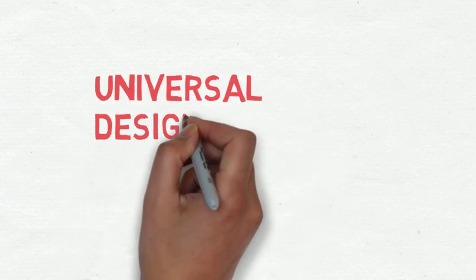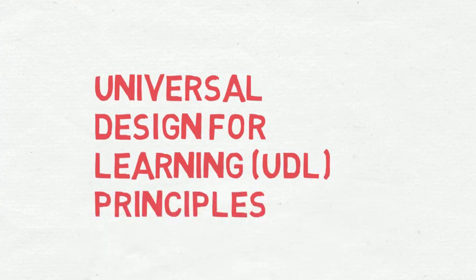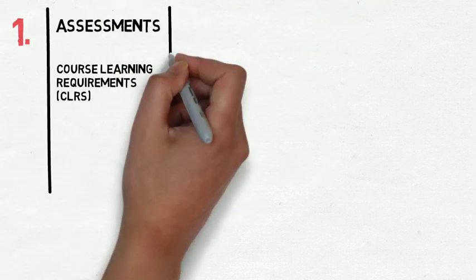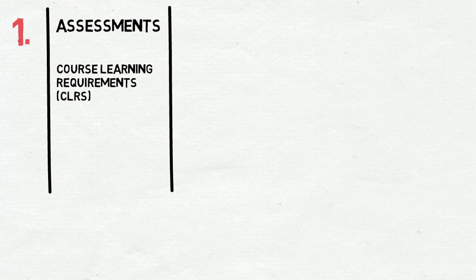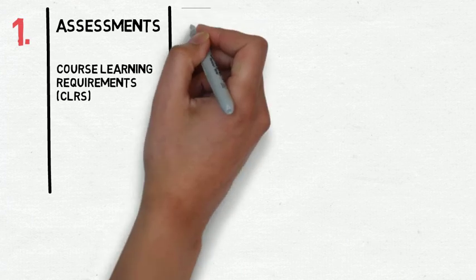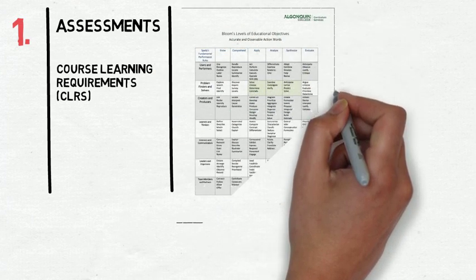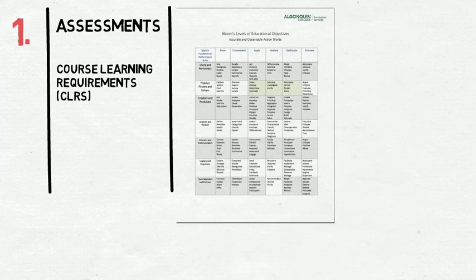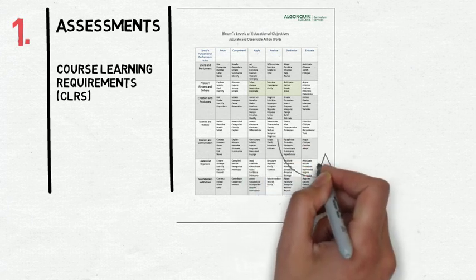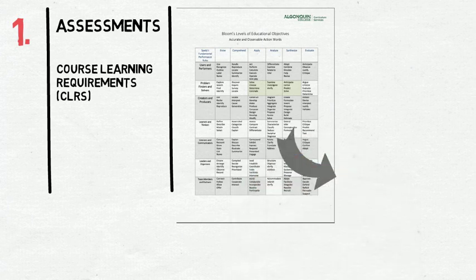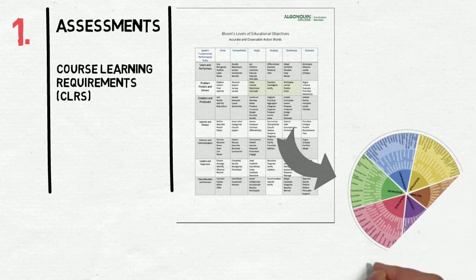Using Universal Design for Learning (UDL) principles to design assessments for students in diverse classrooms. 1. Align assessments to course learning requirements, CLRs. What are the CLRs of your course? Correspond the verbs to the Bloom's levels of educational objectives. Based on the levels, determine the appropriate assessment options using the Bloom's taxonomy question and task design wheel.